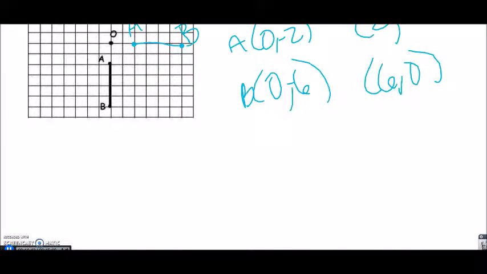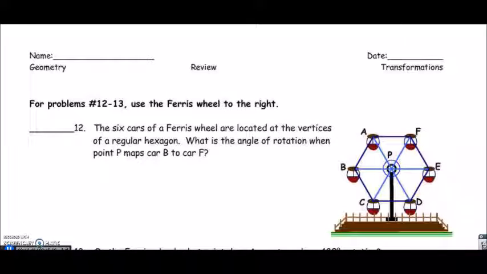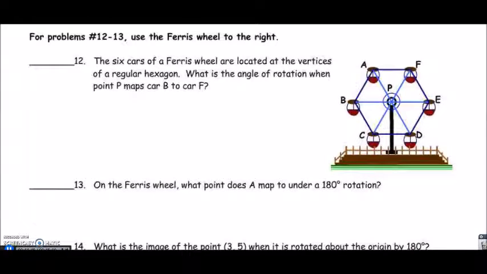Going to the next page, for 12 through 13, use the Ferris wheel. What I would do first is figure out what my angles are. I would count. I have 1, 2, 3, 4, 5, 6 angles. So I would say 360 divided by 6. Each angle is going to be 60 degrees. I don't care if you label all of them, you just need to know they're all 60.